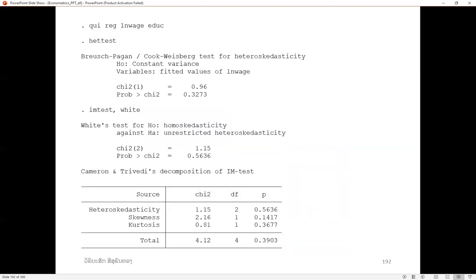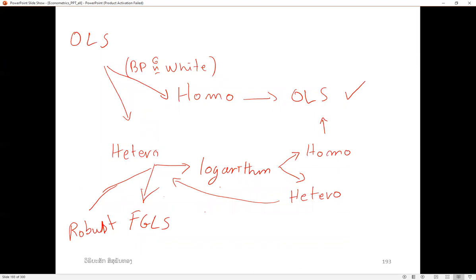After that, we regress this log wage on education and then use the Breusch-Pagan test and the White test. You will see that both tests are now statistically insignificant, which means we don't have heteroskedasticity. Our data tells us that we now have only homoskedasticity. If this happens, you don't need to worry about heteroskedasticity anymore. You just use the log and go ahead with the interpretation. So this is all we have for this problem.